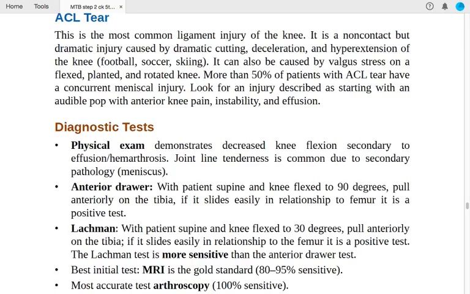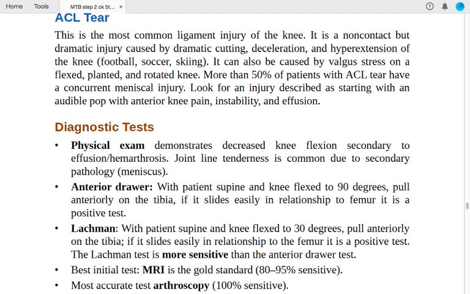Then we have the anterior drawer sign, with the patient supine and knee flexed to 90 degrees. If you pull anteriorly on the tibia and it slides easily in relation to the femur, it is a positive test. That's known as the anterior drawer. I'll show you the video of the anterior drawer and especially the valgus stress test, but till then, you just have an idea of what is actually happening.